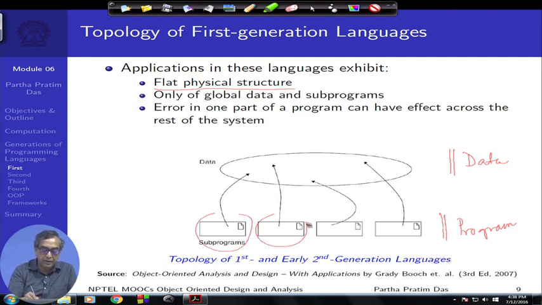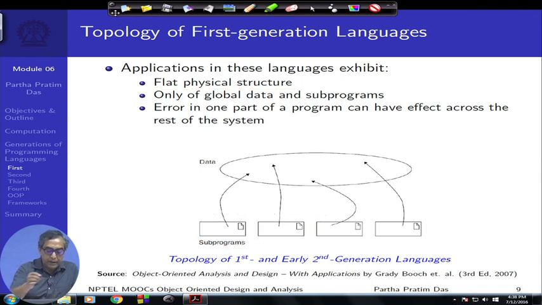sub programs. These subprograms are what we call these days functions or subroutines. Some subprogram would be adding numbers, some subprogram will be printing a value and so on. And any error in one part of the program certainly can affect the rest of the system. So, this was very rudimentary and risky, and it continued from the first generation to the early second generation programming languages.